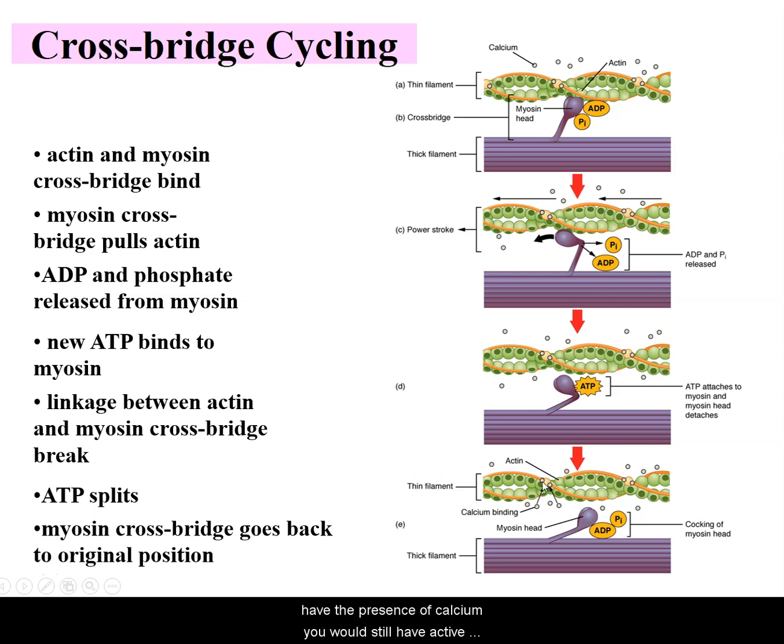If you still have the presence of calcium, you would still have active sites exposed. You now have this energized, the energy restored in that myosin head. If everything is just right, you've set your dominoes back up, and you will have another cross bridging and power stroke or muscle contraction.